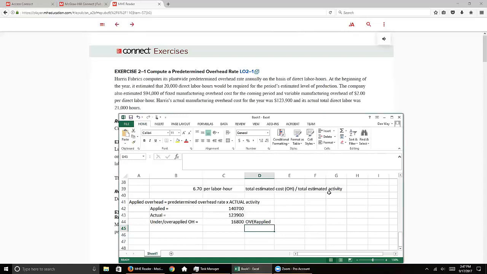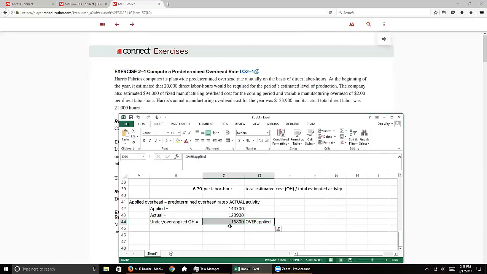Okay. And this fits in again with what we looked at earlier with that manufacturing overhead T account. Remember, our actual overhead were our debits to the overhead account. Our applied overhead was our credit side. At the end of the month, we want to get that to zero. So I've over applied my overhead in this case by $16,800.